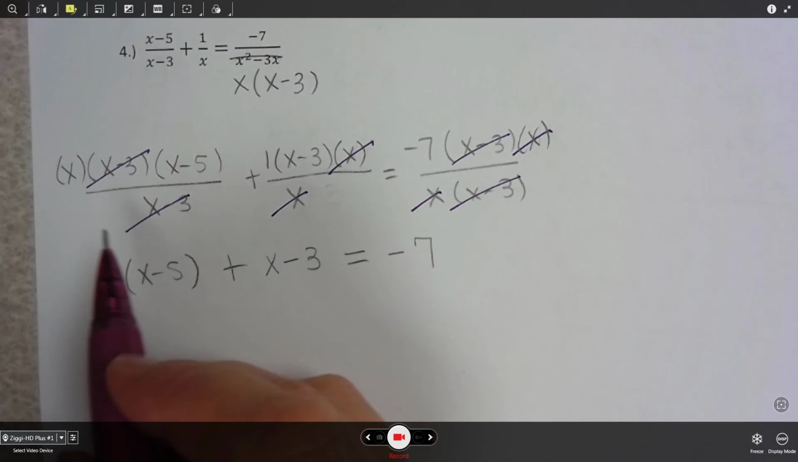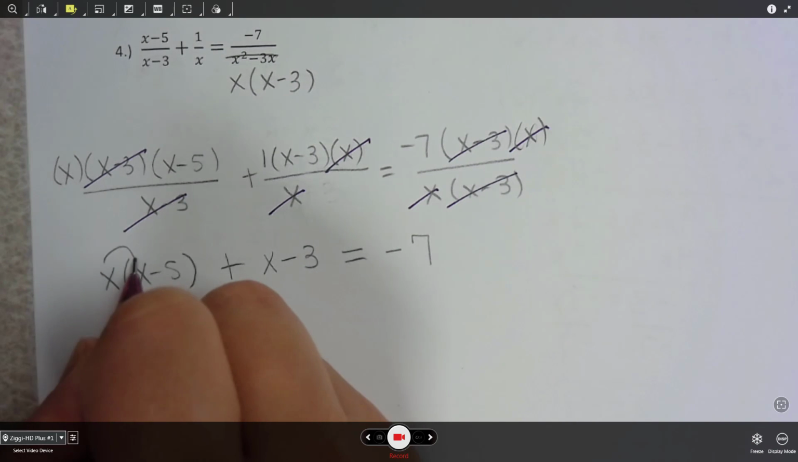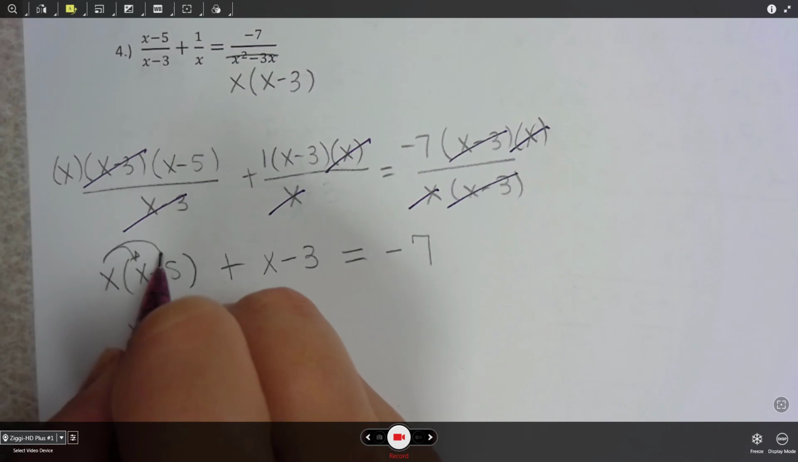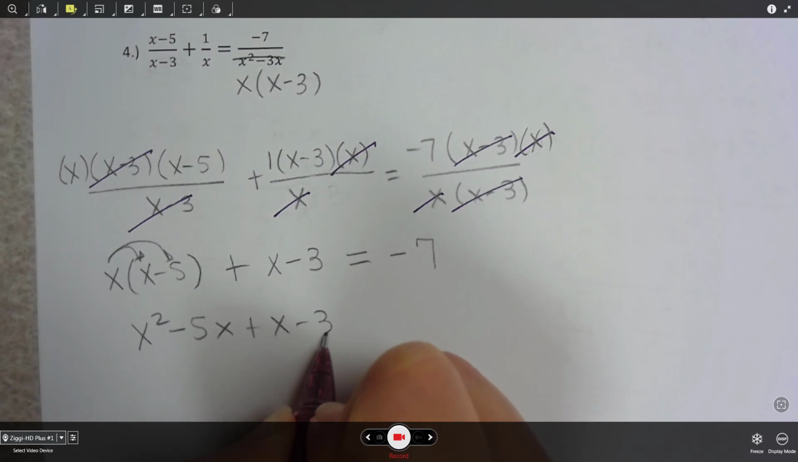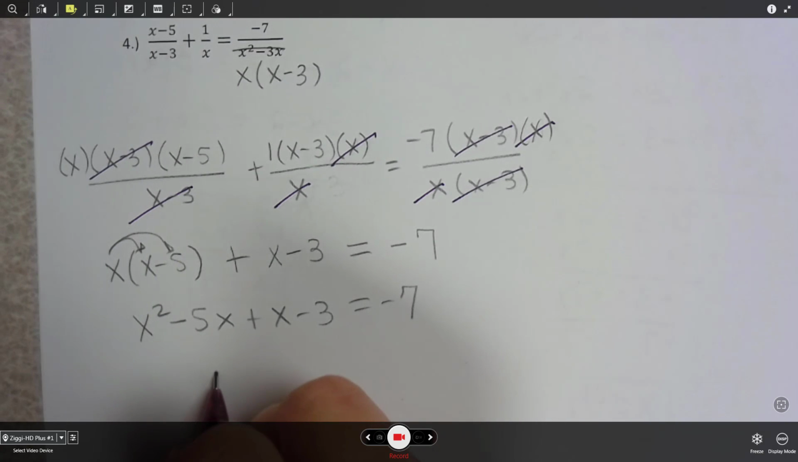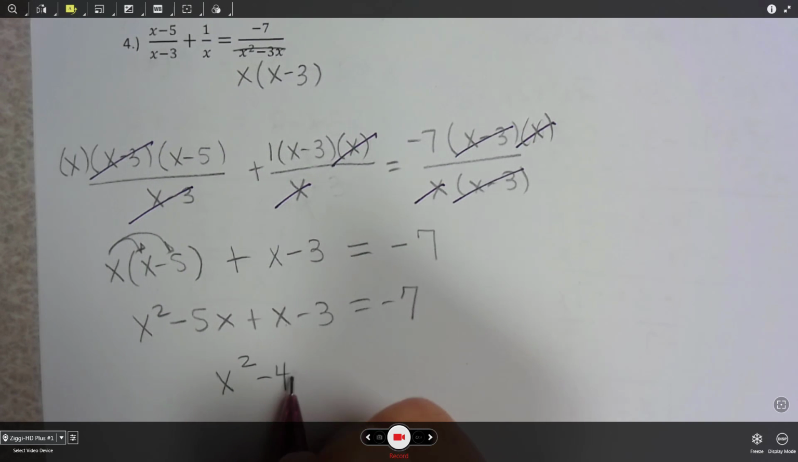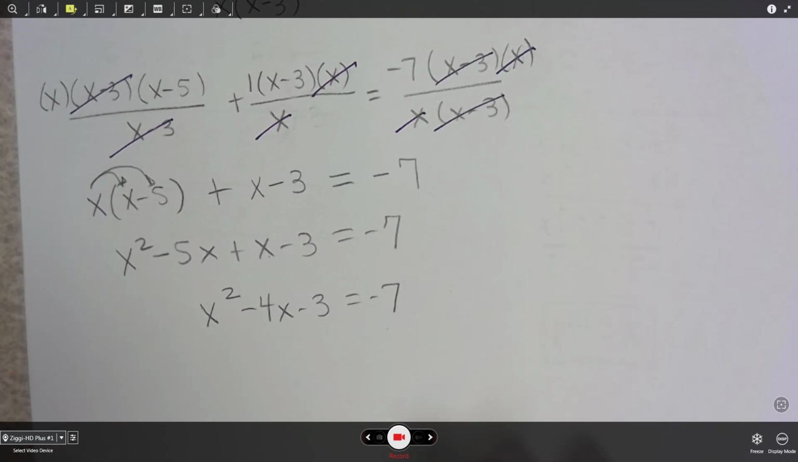All right, I've gotten rid of my fractions. Now I'm going to get rid of my parentheses, so distribute the x, give me x squared minus 5x plus x minus 3 equals negative 7. I'm going to simplify the left side. Negative 5x and 1x makes negative 4x.